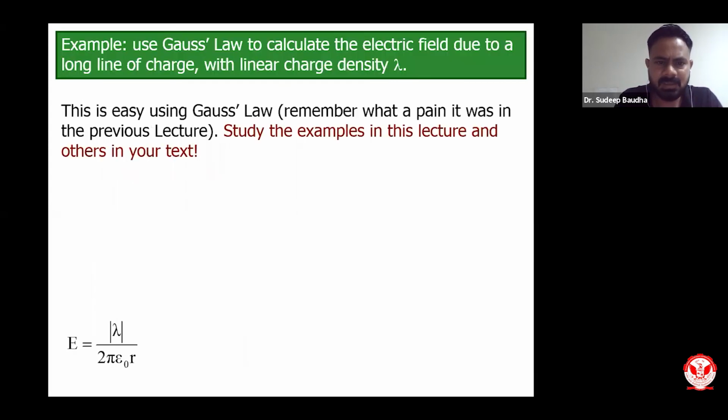Now let us see another example where I will be using Gauss law to calculate the electric field due to a long line of charge with linear charge density.